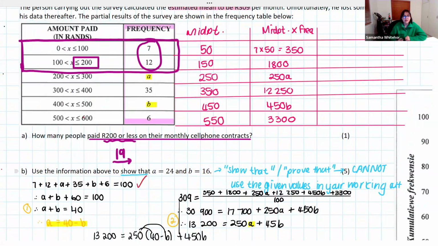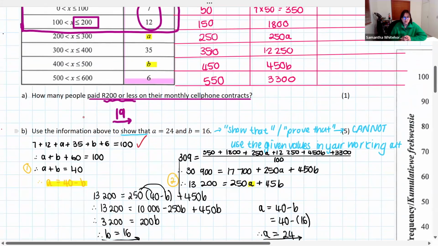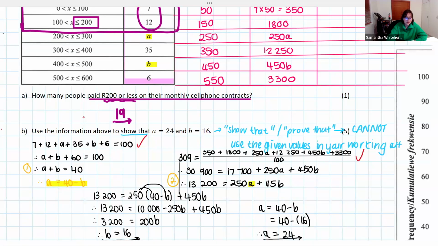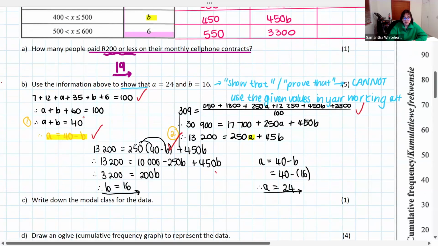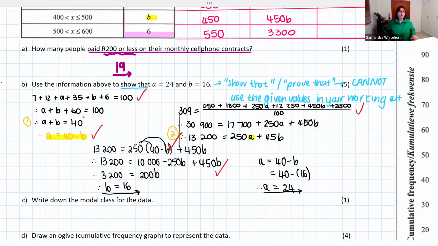So understanding that you should add all your frequency amounts to get 100. You're going to get a mark for setting up an equation using your estimated mean. You're going to get a mark for isolating one of your variables, for substituting into the equation, and then just general working out thereafter. Because it will show that the values are 24 and 16, you do not get a mark for saying a equals 24 and b equals 16, because technically I'm telling you they are. I just want you to prove to me that that's correct.